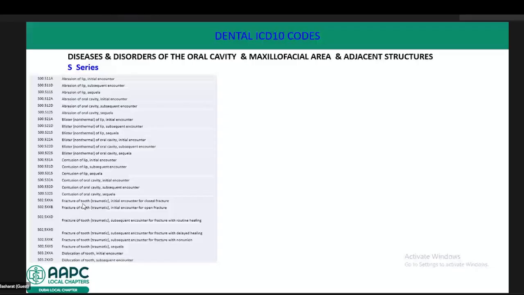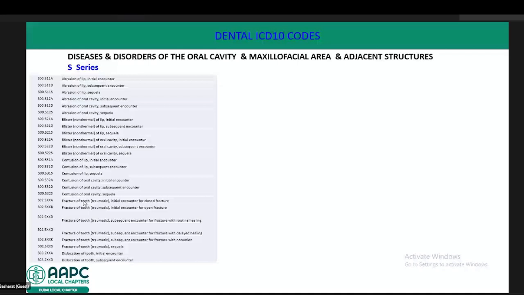And of course, when you are assigning this S series code, you also need to add the external cause of injury. For example, the patient fell down and got a tooth fracture. So you will assign this code S02 plus the W series. For example, for a fall we have W19.XXXA. So we have to use this code according to the external cause. Maybe the patient had a car accident, maybe he fell down from a bicycle. According to that condition, you need to assign the code.